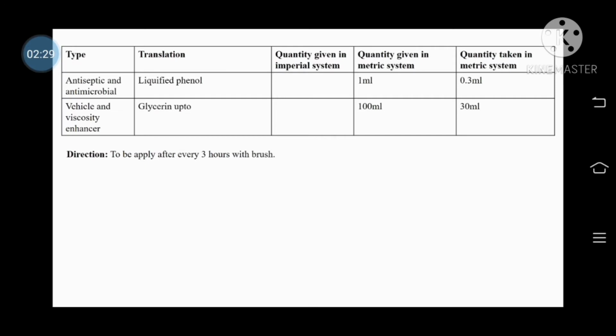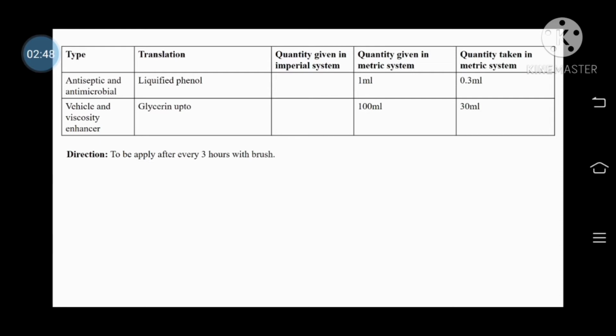In the observation table, there are 5 columns. First, the type. Second, the translation, that is from Latin to English. Third column, the quantity given in the imperial system. Fourth column, the quantity given in the metric system, and the last column, the quantity taken in the metric system.